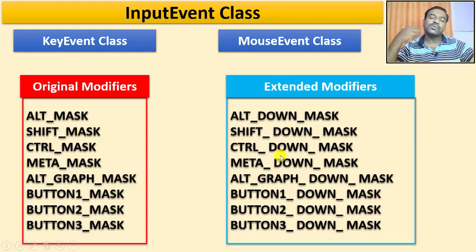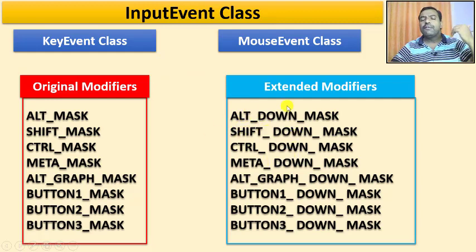And in the latest version of Java, Java 6 and thereafter, it is going to use extended modifiers. Fine. So rather than just saying this as alt mask, this will be called alt down mask. That is, when I press the button, we call this the down state. So now this mask will be activated only when the button is pressed down. When I release, it doesn't have any meaning.